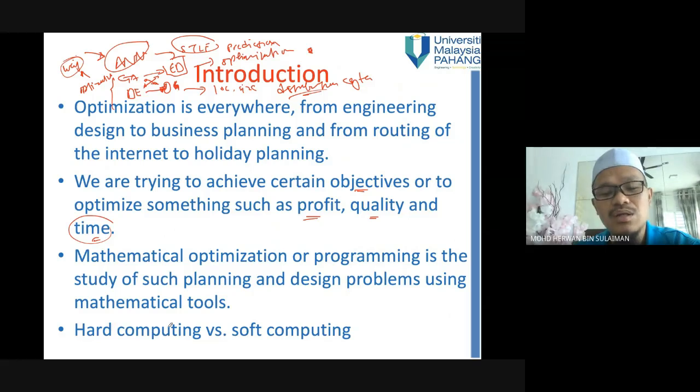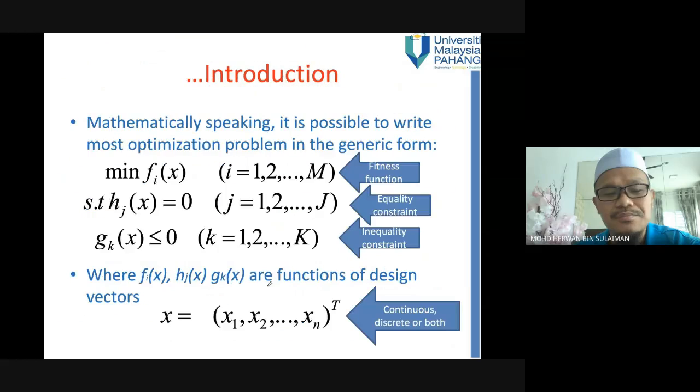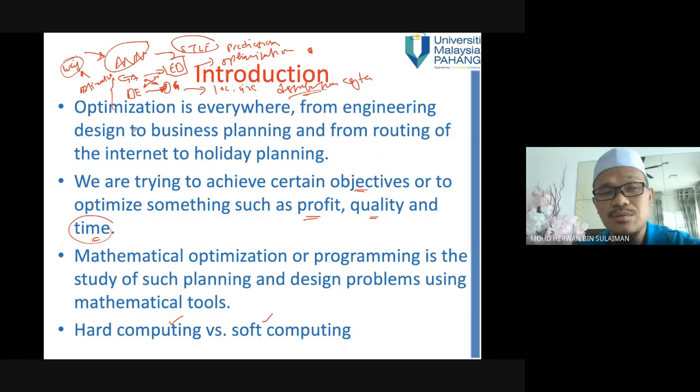There is hard computing as well as soft computing. What we've done until now is soft computing. Hard computing involves very hard derivation of mathematical expressions. You do the partial derivations and so on and so forth. But when we do soft computing, we just mimic nature to solve the optimization problem.